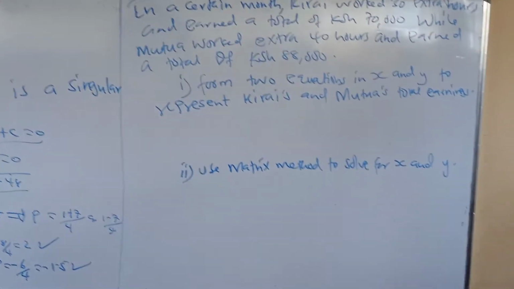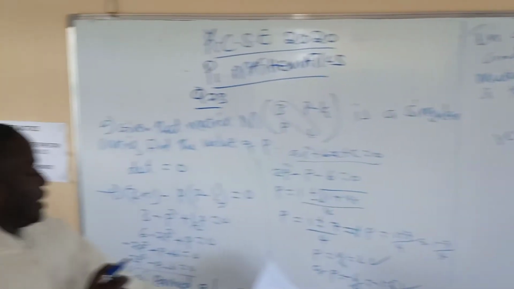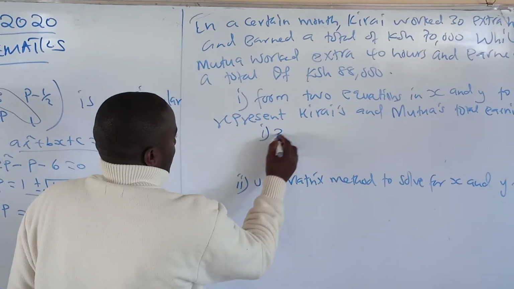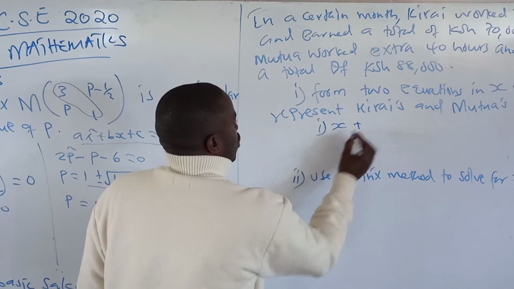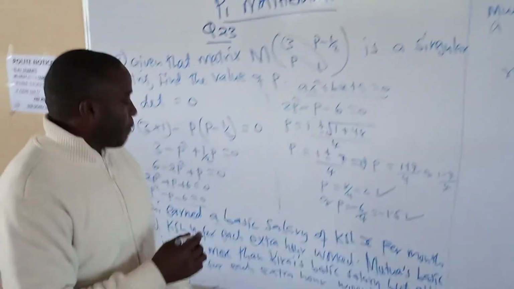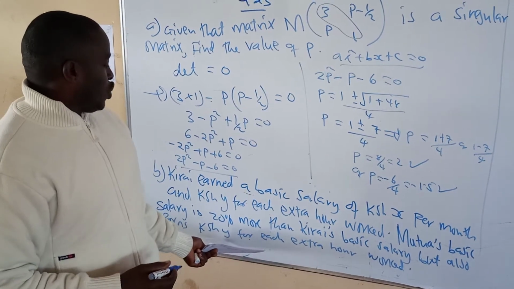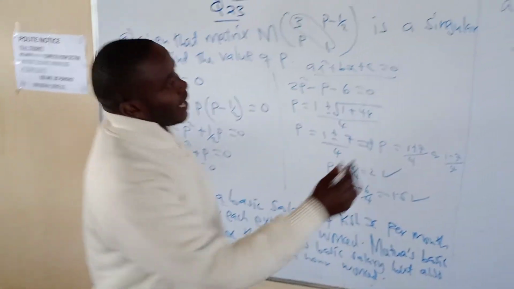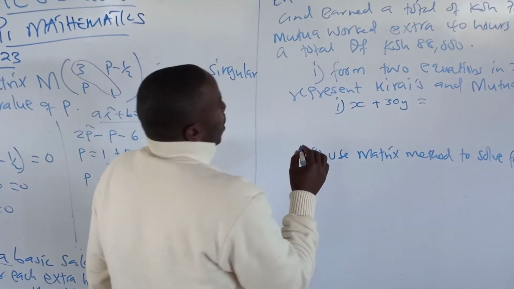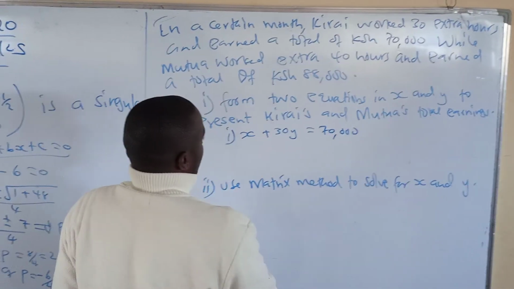So first of all, how much did Kirai earn? It is 70,000 Kenyan shillings. The amount for Kirai's basic salary is X. So equation 1 is X, the basic salary, plus the extra amount he earned. Kirai worked for 30 extra hours, and each hour he was earning Y Kenyan shillings, so Y times 30 extra hours worked, that's plus 30Y. This will be equal to the amount he earned for the whole month, which was 70,000. So that is our equation 1.